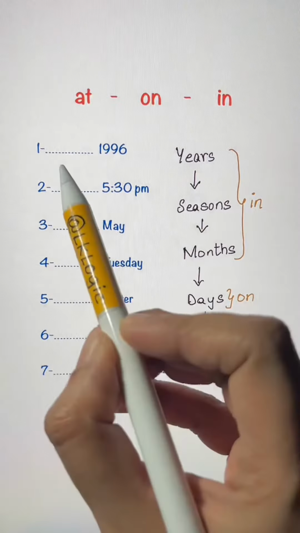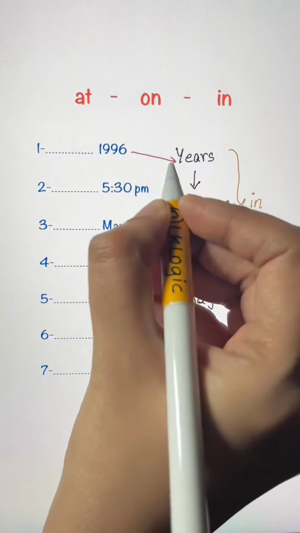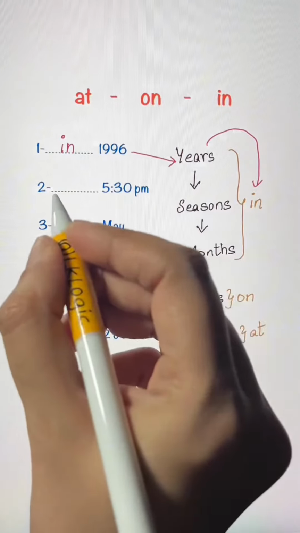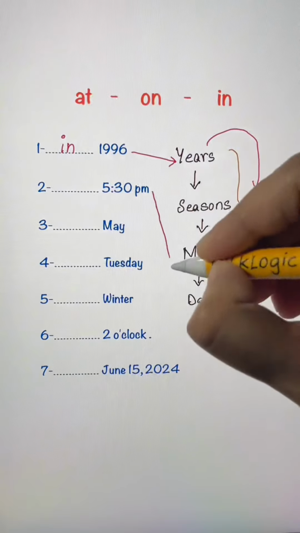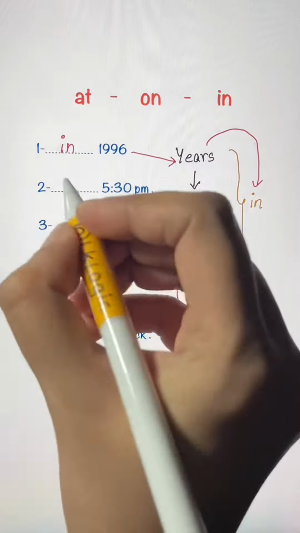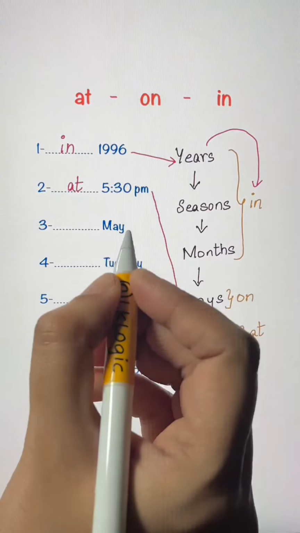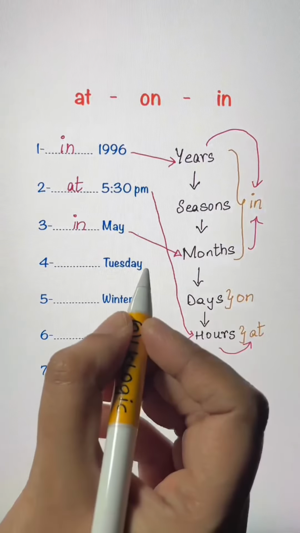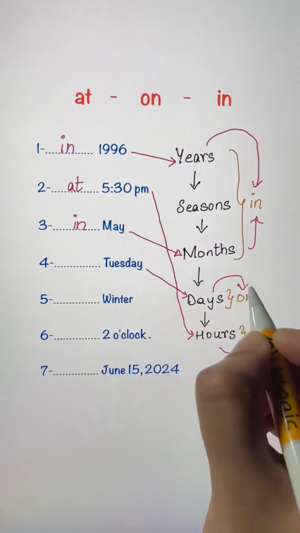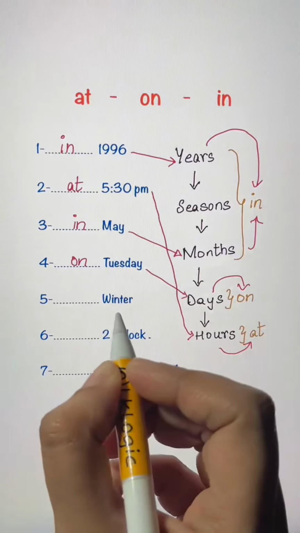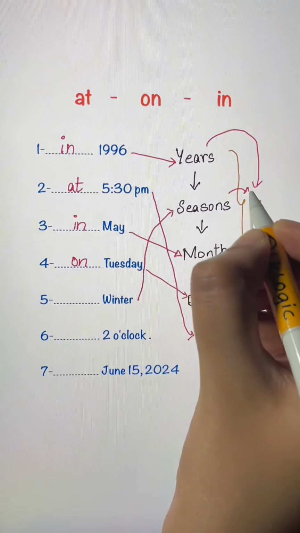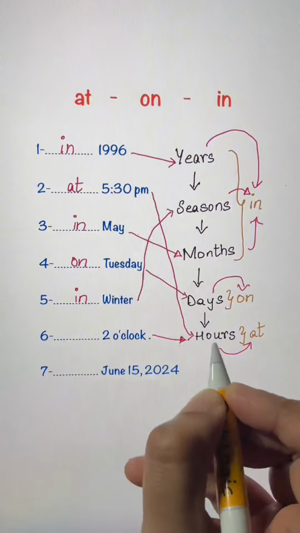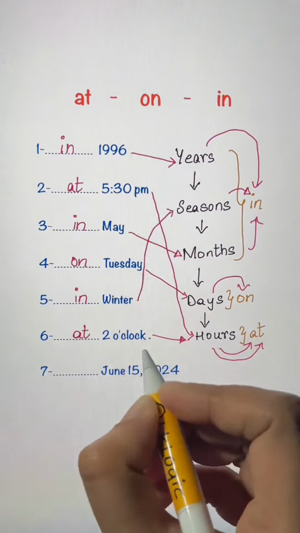Now you can answer. Blank 1996. This is a year, right? So we use in here. We say in 1996. 5:30 p.m. This is an hour. We use at 5:30 p.m. May. It's a month. We use in May. Tuesday. Days. So we use on Tuesday. Winter. Season. For seasons, we use in. In winter. 2 o'clock. Hours, we use at 2 o'clock.